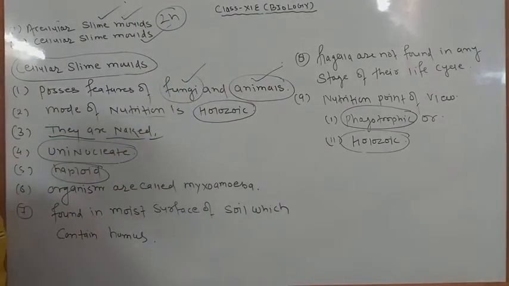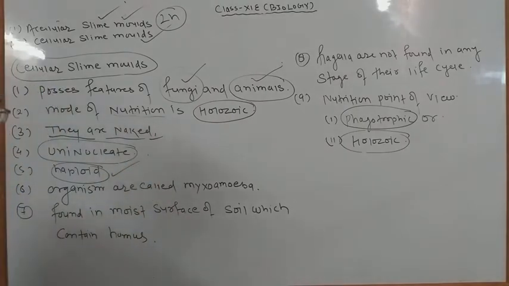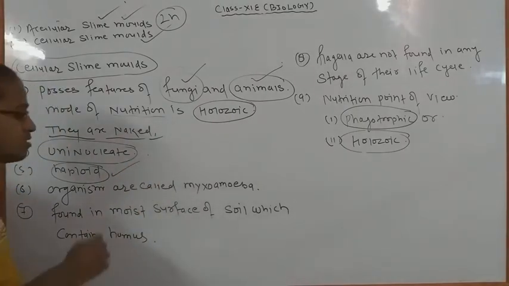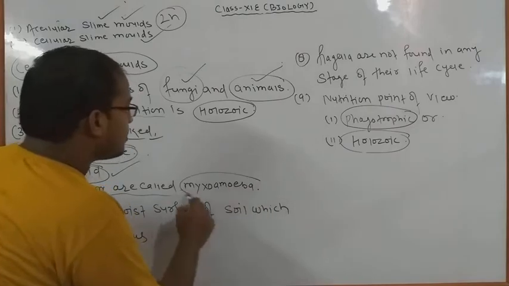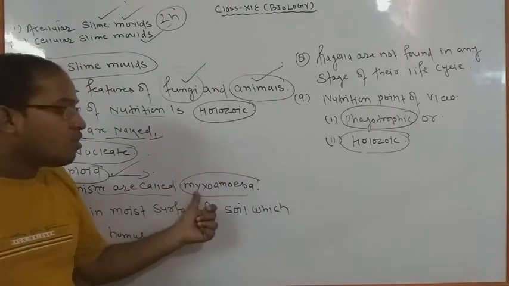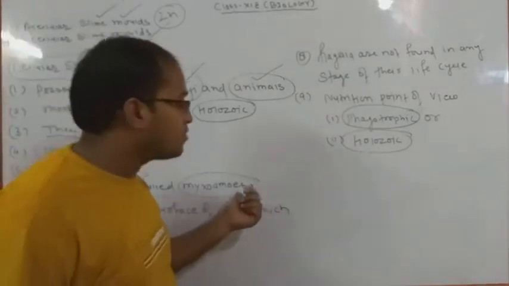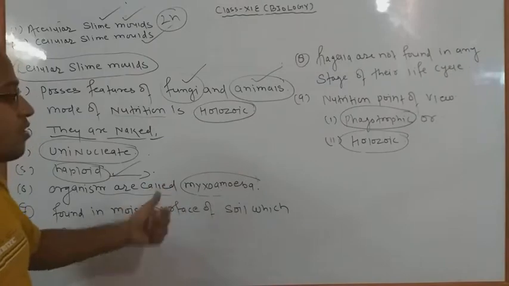Now next, they are haploid, and in acellular we have discussed 2n. It means acellular slime molds are diploid in nature and cellular slime molds are haploid in nature. Most important point: the organisms are called myxoamoeba due to their haploid structure, like amoeba. They are called myxoamoeba. We also know them by the name myxoamoeba. These are very important features.